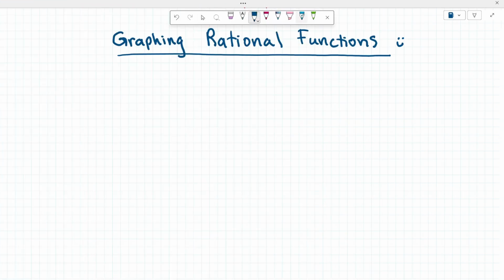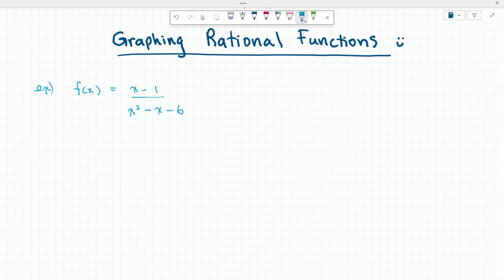Okay, so we're going to dive in with an example. We're going to consider some function f of x equals (x minus 1) over (x squared minus x minus 6).